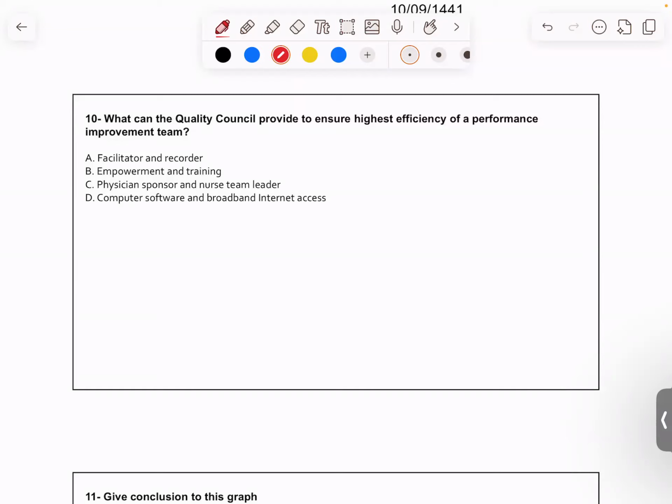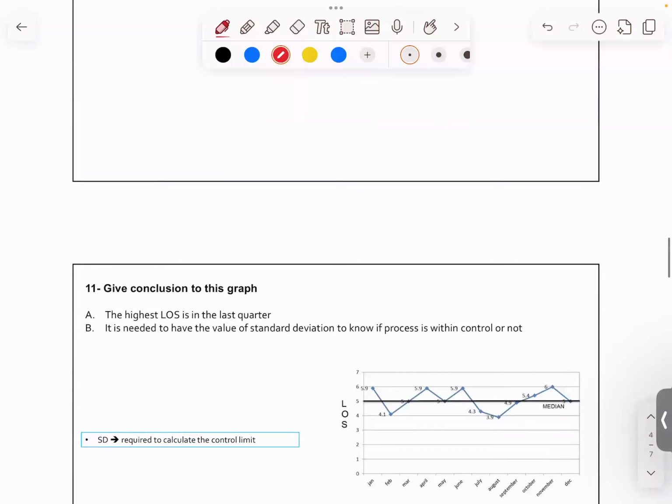Why letter A? Because the question is asking what helps ensure the effectiveness of a permanent team. This is the meaning of the question. What helps ensure the effectiveness of a permanent team? Empowerment and training. Yes, that's the correct answer, because empowering team members increases productivity and problem-solving skills. When members feel responsible and engaged, they are more motivated to make decisions and contribute. So that's the reason.